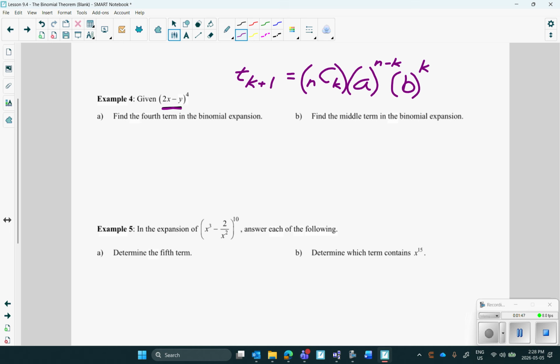What does n represent again? The exponent, exactly. So if I want to find the fourth term using this, okay? That means what's the value of k? 3. And what's the value of n? 4. So using this formula to find the 4th term, I do 4 choose 3.